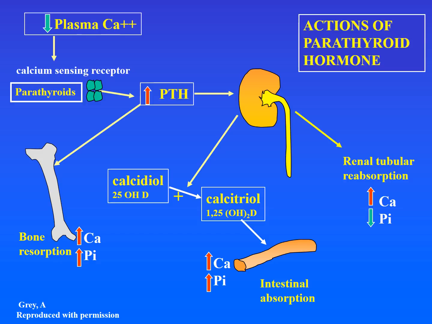It acts at the level of the bone to stimulate bone resorption and draw both calcium and phosphate from the skeleton into the extracellular fluid. And it acts also at the kidney level to stimulate the 1-alpha hydroxylase enzyme that converts the precursor of vitamin D, 25-hydroxyvitamin D, to the bioactive form calcitriol, or 1,25-dihydroxyvitamin D, that stimulates intestinal absorption of calcium and phosphate. So you can see that each of those actions of parathyroid hormone is to restore or increase serum calcium.